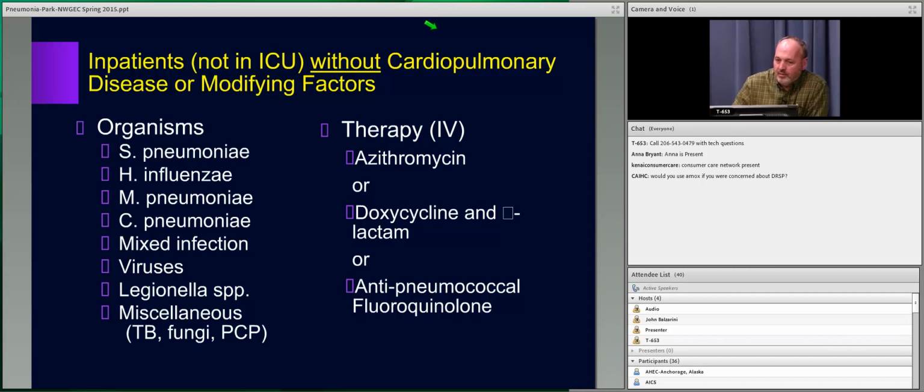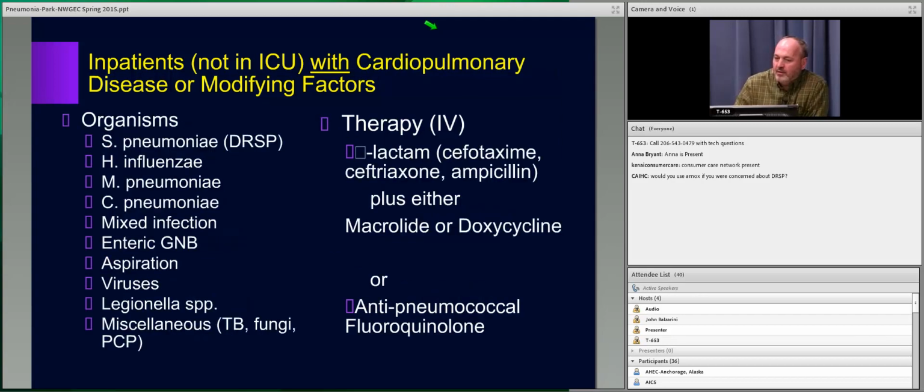But we're going to be admitting them to the hospital, and now we're going to be giving IV antibiotics instead of oral antibiotics. You can use azithromycin or doxycycline, either with a beta-lactam antibiotic or an anti-pneumococcal fluoroquinolone again. But these are going to be given as an IV dose, not pills. So you'll assure that you have good bioavailability and so on.